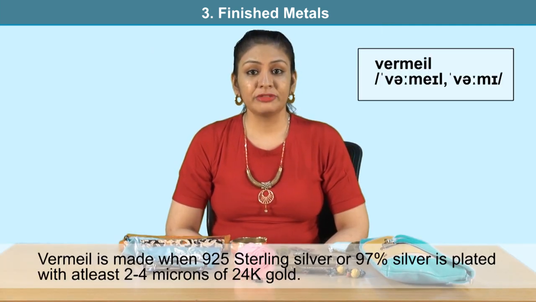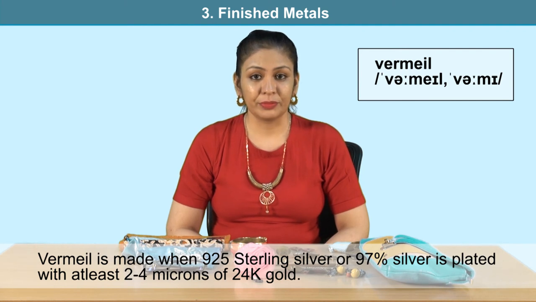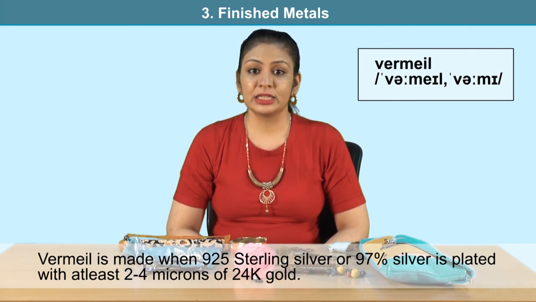When 925 silver or sterling silver or a 97% silver is plated with at least 2 to 4 microns of 24 karat gold, the resulting metal is called vermeil, pronounced vermay.